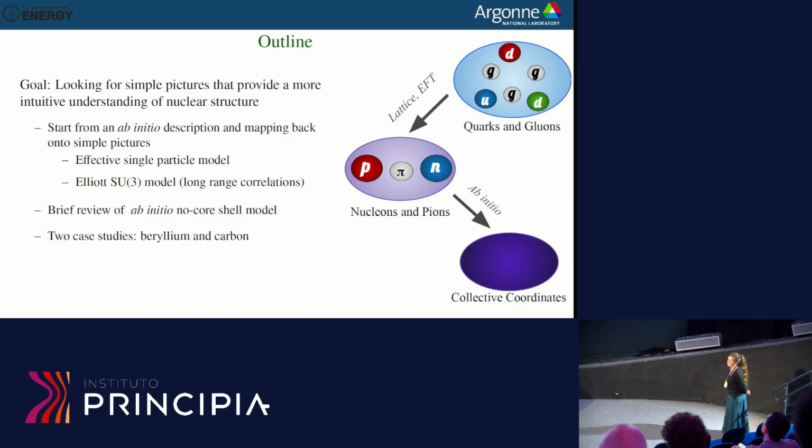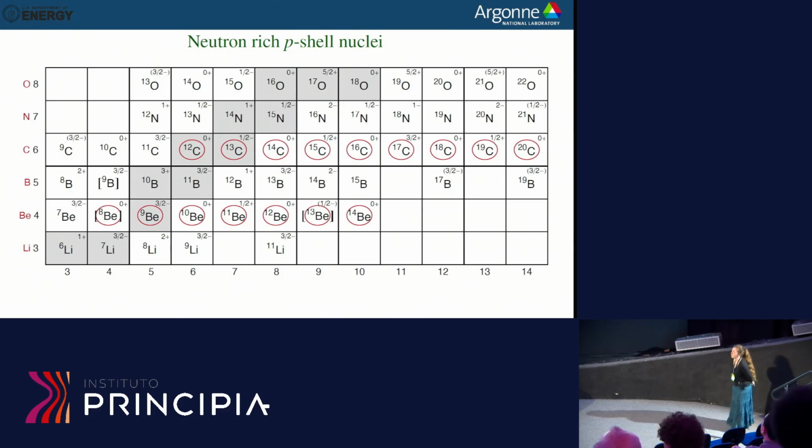Today I'll be mapping the ab initio results onto two of the simplest pictures I can come up with. One is the effective single-particle model, like the shell model, and the other is on the opposite end of the spectrum, where you assume everything is collective, which is the Elliott SU(3) model. Before I jump into results, I'll briefly review the ab initio method that I use, and then I will jump into two different case studies for beryllium and carbon. Specifically, I'll be looking at the neutron-rich beryllium and carbon isotopes, some of which we heard about a little bit yesterday.